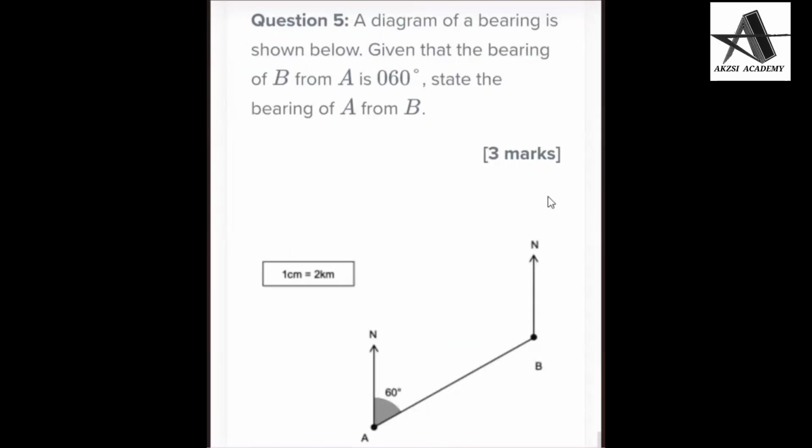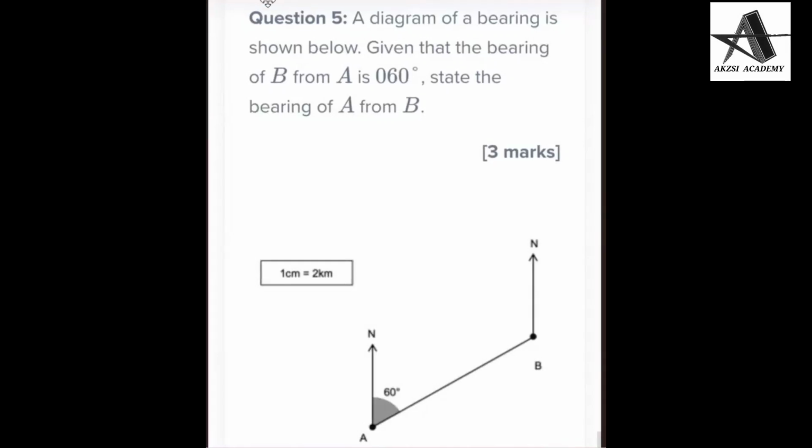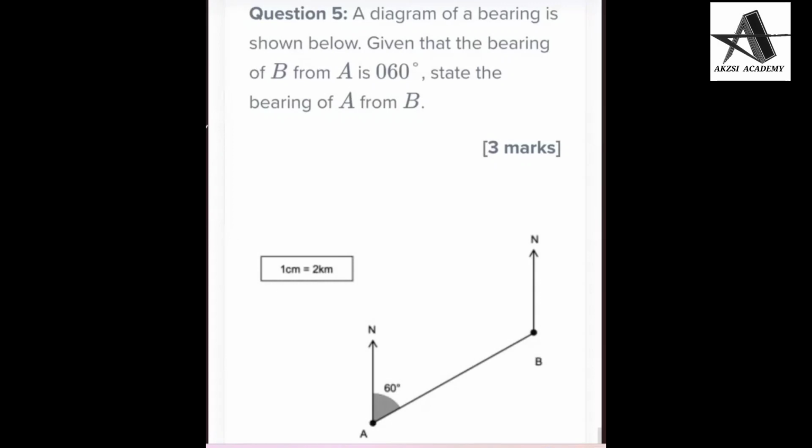Okay, now let me see, because some of you are saying 300 and some of you are saying 240. Let me see who is exactly correct in this case. It says a diagram of bearing is shown here. Given that the bearing of B from A is 60 degrees. B from A, that means this is given as 60 degrees. Now calculate the bearing of A from B, which is important. These three words are important: bearing of A from B.